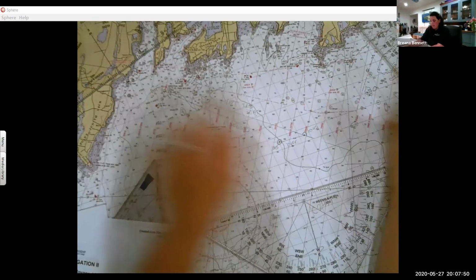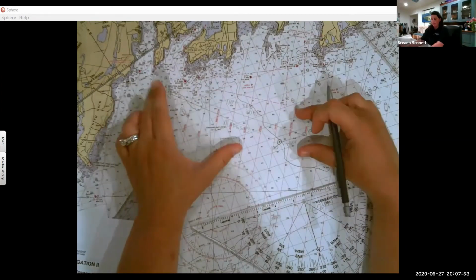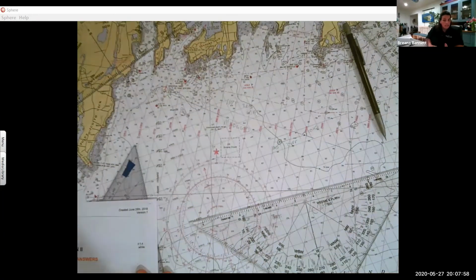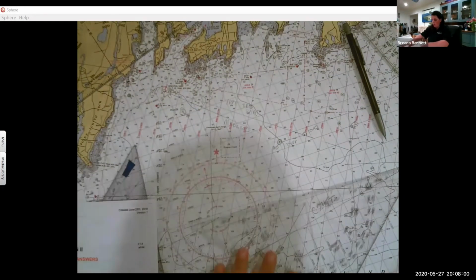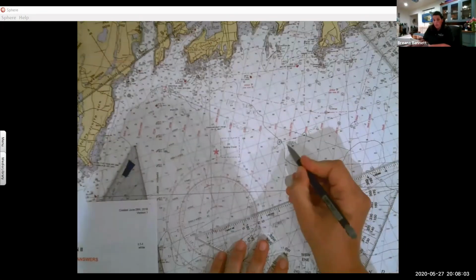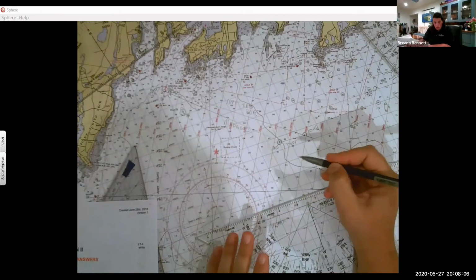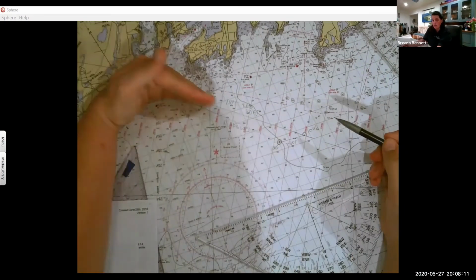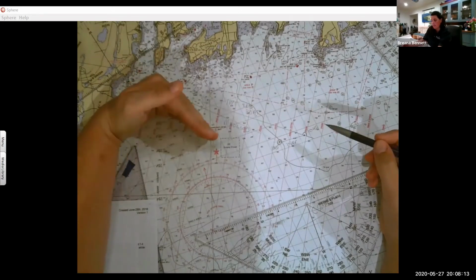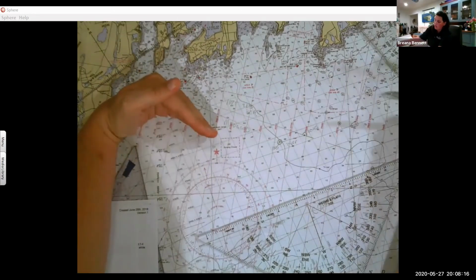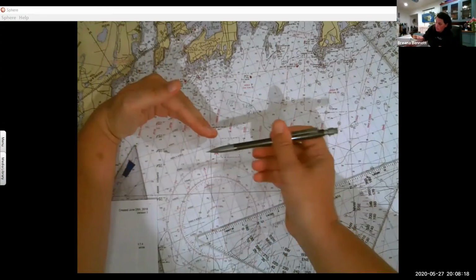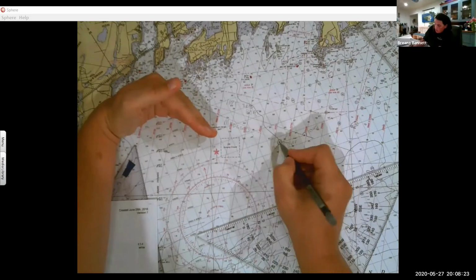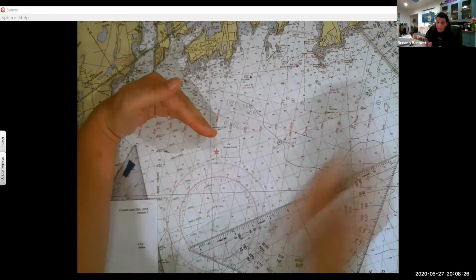So now that we have these lines, we need to measure them. So on our question, it said, what was the set and drift? So remember, current is to. If I was headed this way and I drifted to the south and didn't make enough speed, the current would be pushing me in this direction. If I could put an arrow on it, the current is pushing me that way.